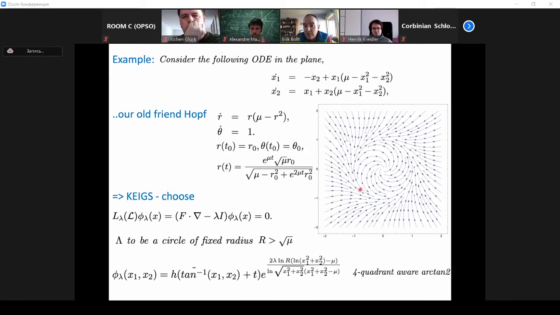This is what a stream plot looks like. These are beautiful stream plots you get out of Mathematica. So you can sort of see the limit cycle going this way. You can see the limit cycle at r equals 1.